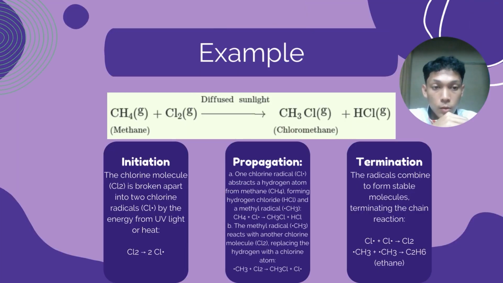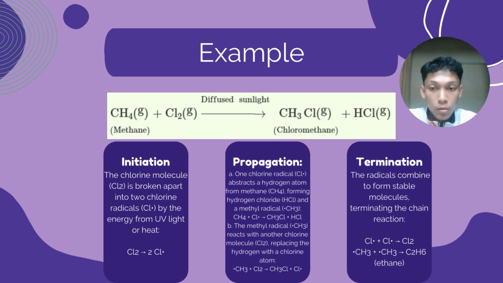Alright, now we're going to take a look at this example where methane, CH4, reacts with Cl2, which is chlorine gas, to form chloromethane and hydrogen chloride. In this reaction, we can see that one of the chlorine atoms replaces one of the hydrogen atoms in methane, resulting in the formation of chloromethane, CH3Cl, and hydrogen chloride. So we can see that an alkane becomes a haloalkane. This reaction involves free radicals, where we have three phases: initiation, propagation, and termination.